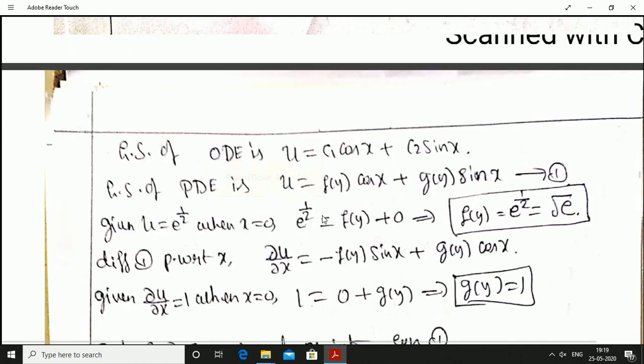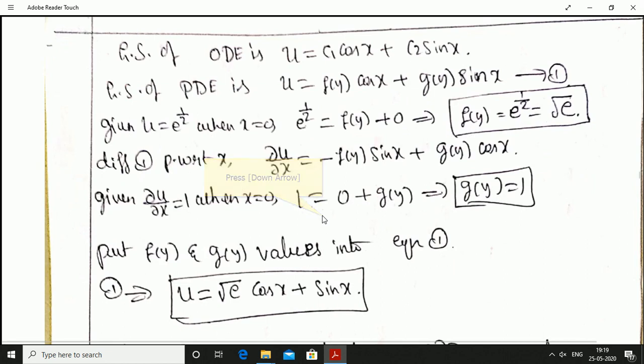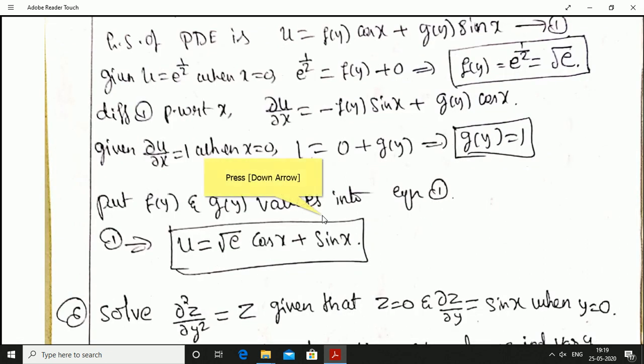Apply the second condition. Del u by del x is equal to 1 when x is equal to 0. So the above equation takes the form 1 is equal to sin 0 is 0 into minus f of y is 0, cos 0 is 1 into g of y is g of y. So g of y is equal to 1. Put f of y and g of y values into equation 1. It is of the form u is equal to f of y value root e into cos x, g of y value 1 into sin x. That is the required solution.